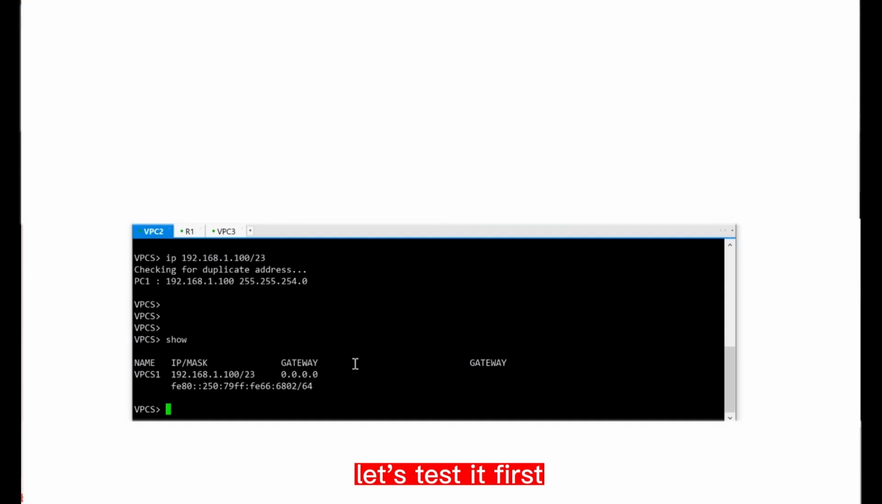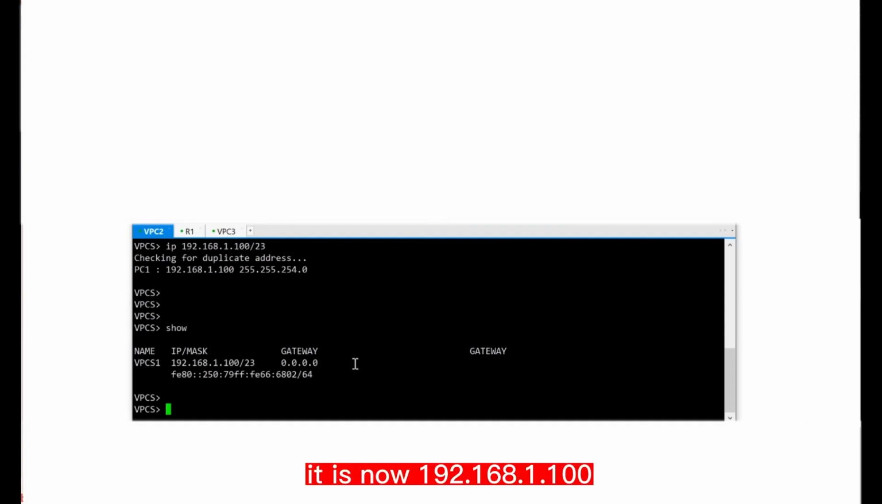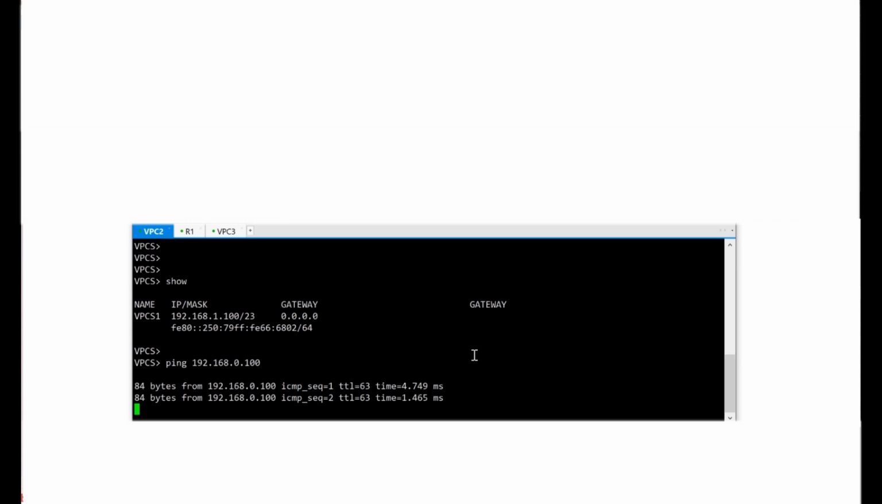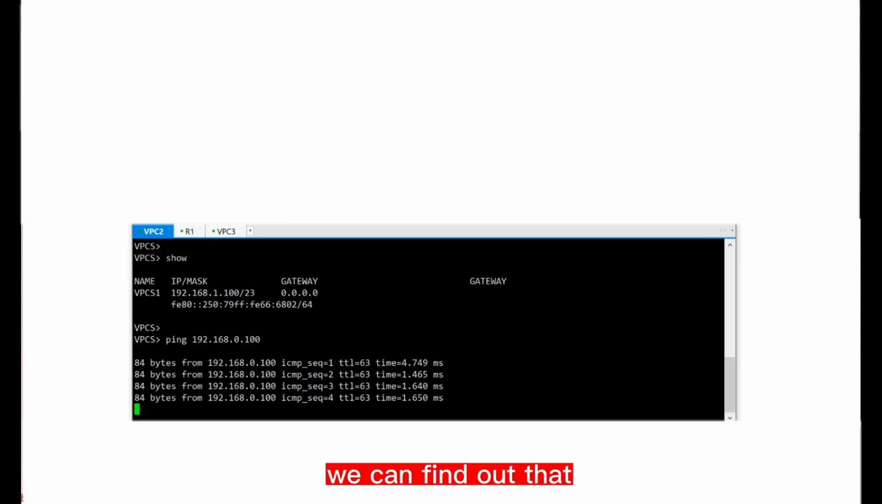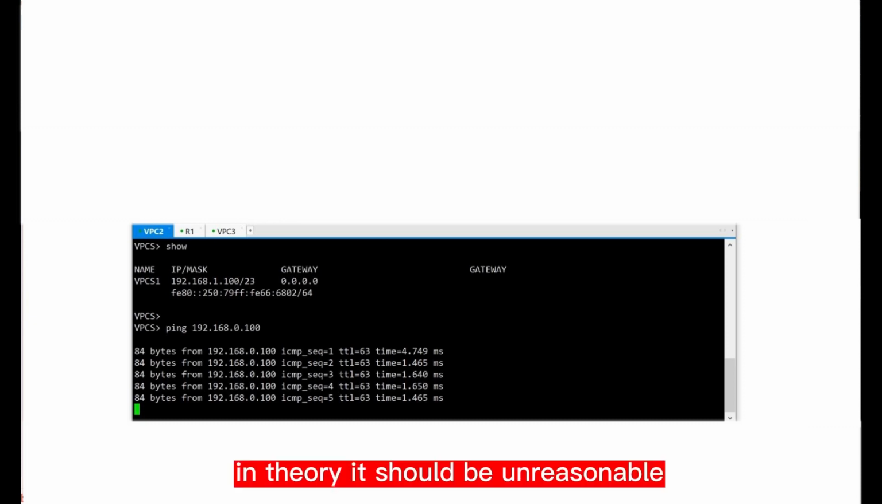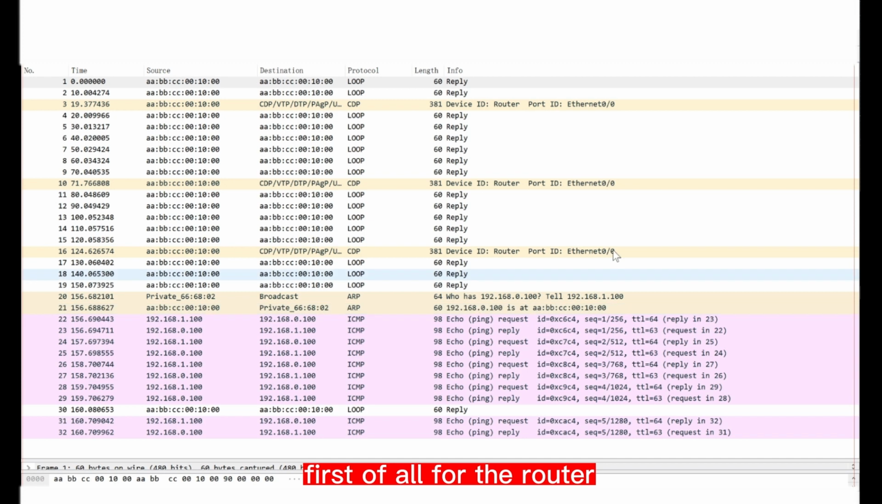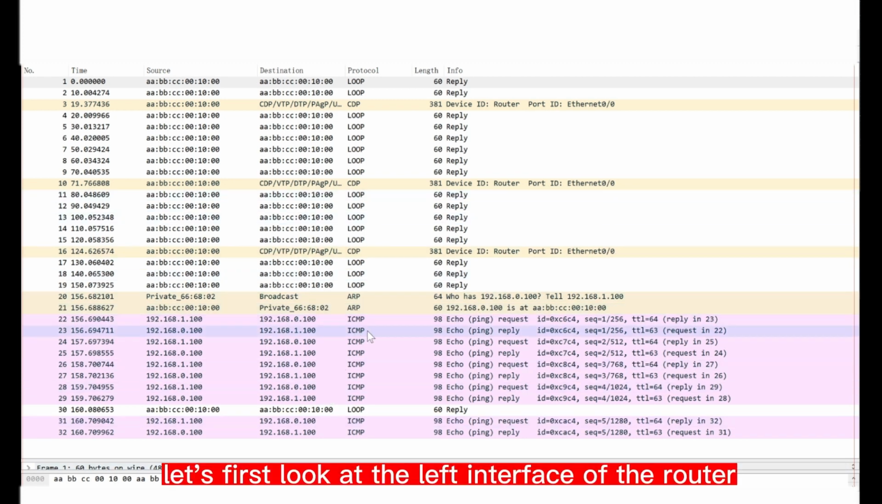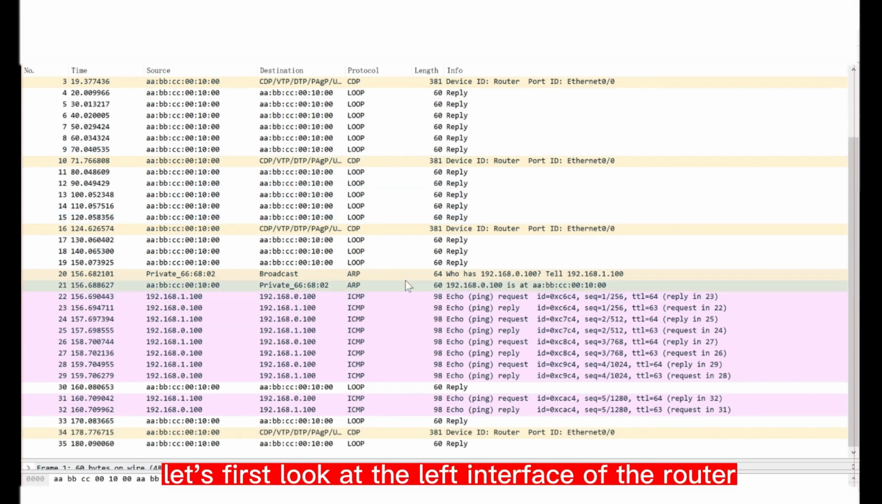Let's test it first. It is now 192.168.1.100. Ping 192.168.0.100. Let's take a look. We can find out that it seems to work. In theory, it should be unreasonable. How come it works now? That's another question. First of all, for the router, let's first look at the left interface of the router.